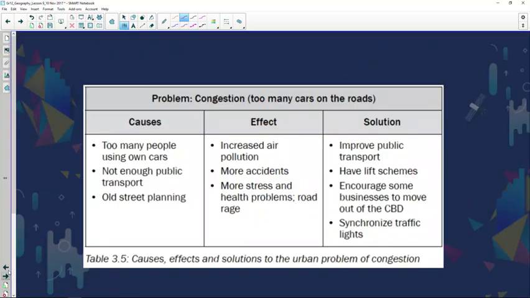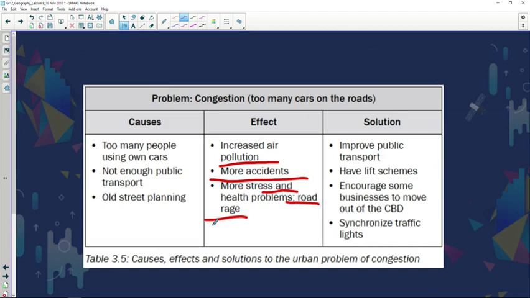Now, if you look at congestion, the biggest concern over there is the amount of cars on the roads. Unfortunately, cars create pollution and it makes the environment dirty. Now, there's too many people using their own cars, not enough public transport systems, and poor old street planning. Now, what does it do? It creates pollution. More cars means more accidents. And obviously, it causes stress, road rage. I believe you've seen it definitely somewhere in your lifetime in South Africa.